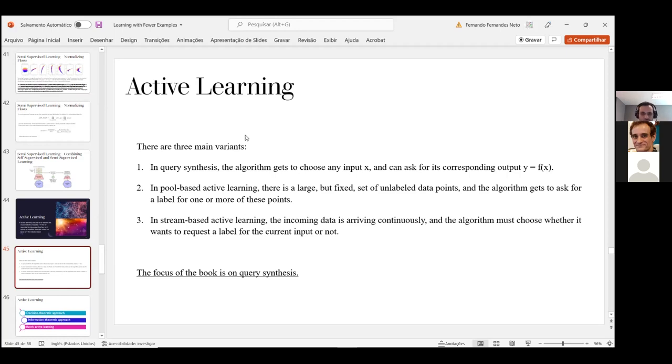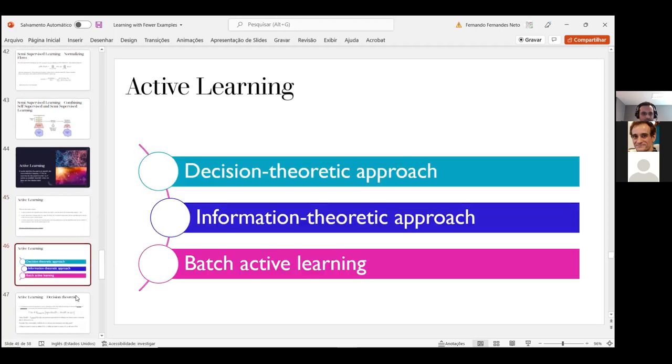And here, the focus of the book is on query synthesis. Within query synthesis, he divides this approach into three different settings: decision theoretic approach, information theoretic approach, and batch active learning.